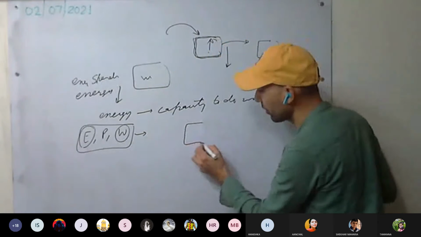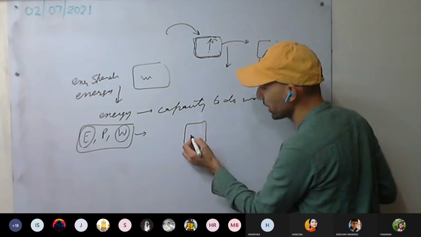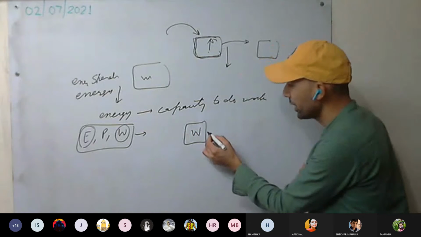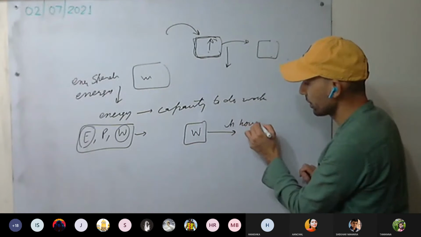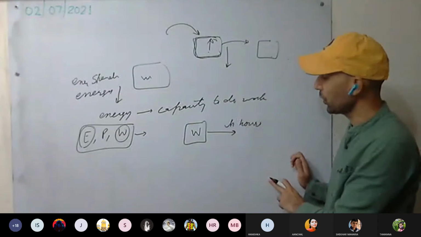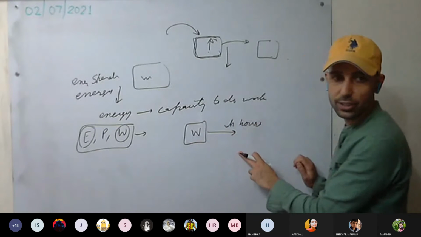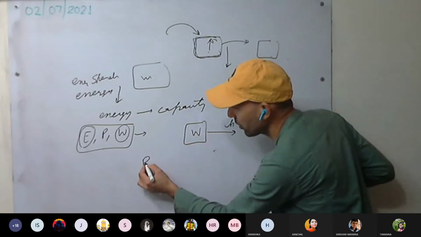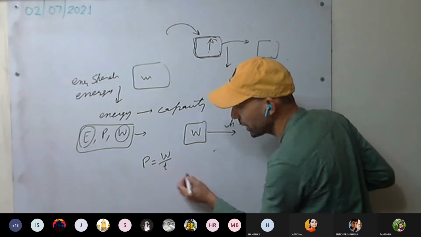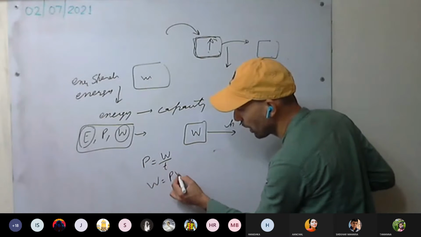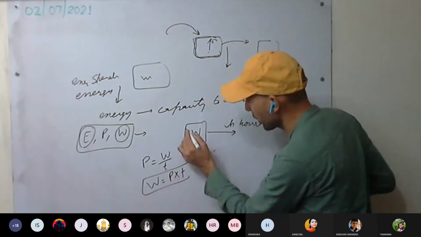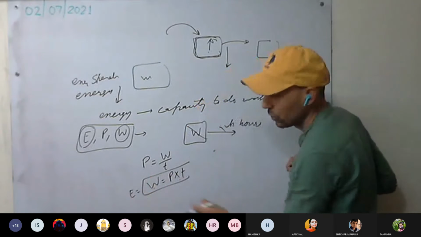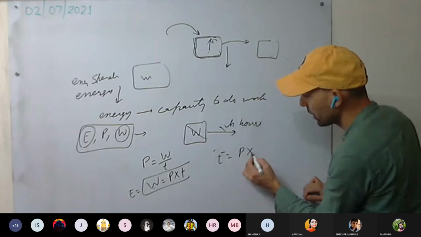For example, let the body have power W, and it does work for H hours. How much is the energy spent? We have studied power equals work done upon time, so work done equals power into time. This work done is nothing but energy. So energy is power into time.